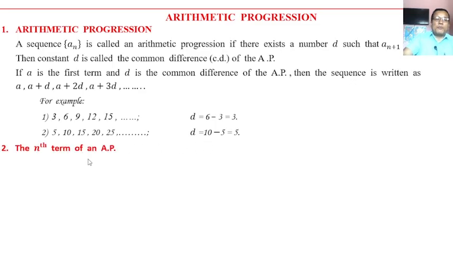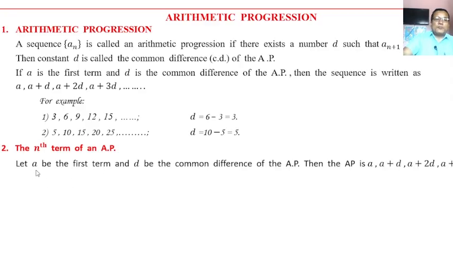The nth term of an AP. How to find the nth term of an arithmetic progression. Let small a be the first term and small d be the common difference of the AP. Then the AP is a, a plus d, a plus 2d, a plus 3d, and so on. Here a1 denotes the first term, which is equal to a plus (1 minus 1)d. Second term a2 is also a plus (2 minus 1) times d.